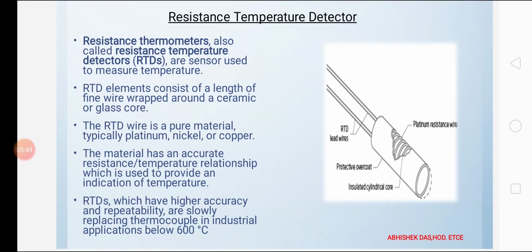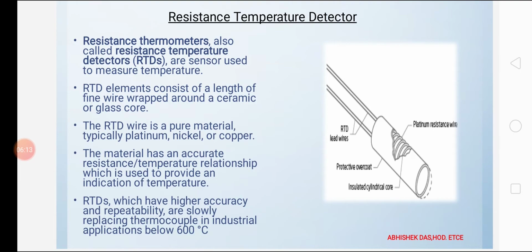Our next topic is based on some temperature detectors. Number 1, resistance temperature detector. It is used to measure temperature. RTD is a primary electrical transducer which is used to measure temperature changes in terms of resistance changes.